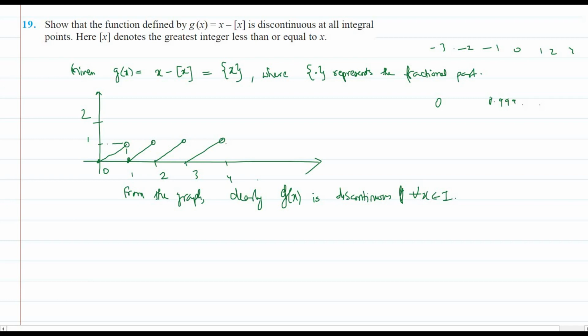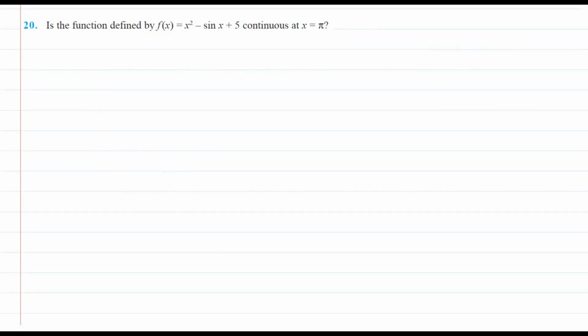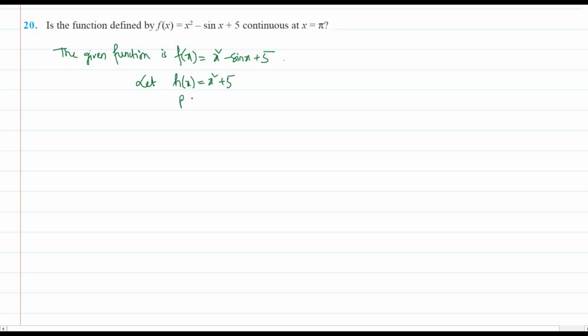Okay, now coming to the next question. So a function here, and once again, is it continuous at x equal to pi? Let's check. So the given function is, we need to check whether it is continuous at x equal to pi or not. Let us use a short trick for this. Now let h of x is equal to x square plus 5 and let p of x is equal to sin x.